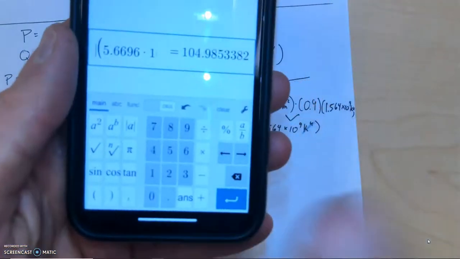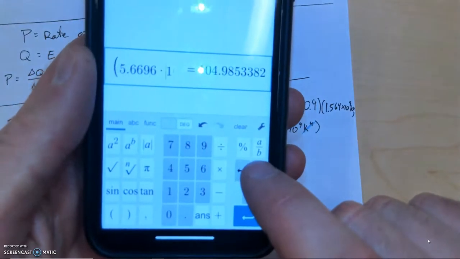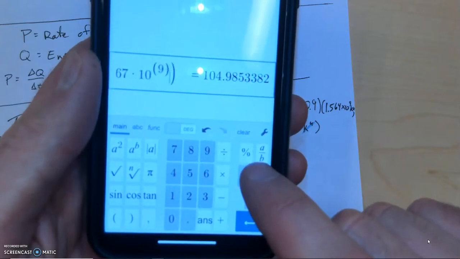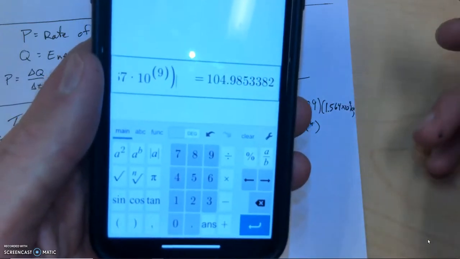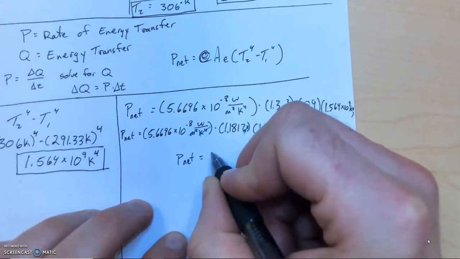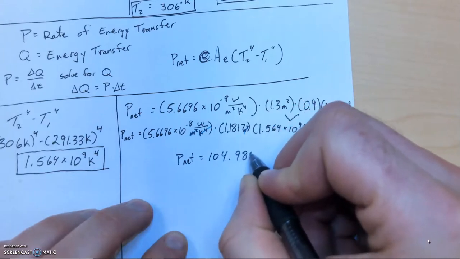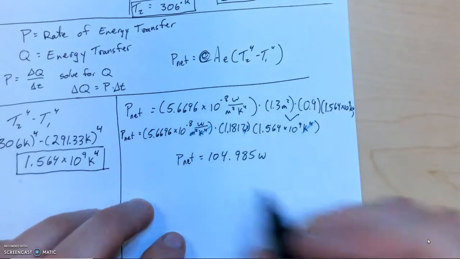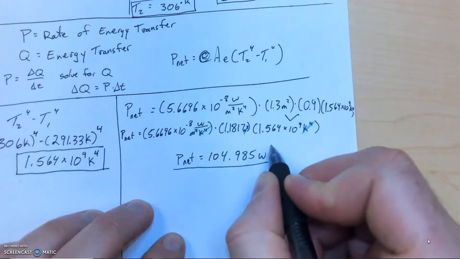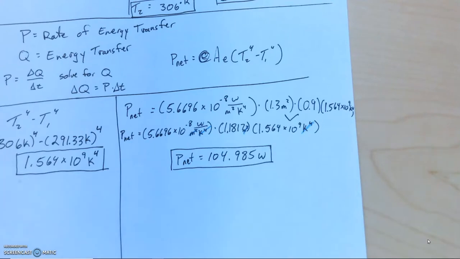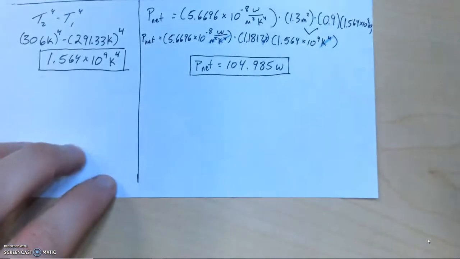If you have a Desmos calculator right here, you can see on the left, I entered that whole formula in. You can probably do it in a graphing calculator too. And then it gives us an answer of 104.98. So our P net is going to equal 104.985 watts. All right, here's our watts right there. That gets brought down. So that's going to be our P net. So that's how many watts of power the person gave off. But we want to know how much thermal energy that is. So that's watts. We want to turn it into some joules.